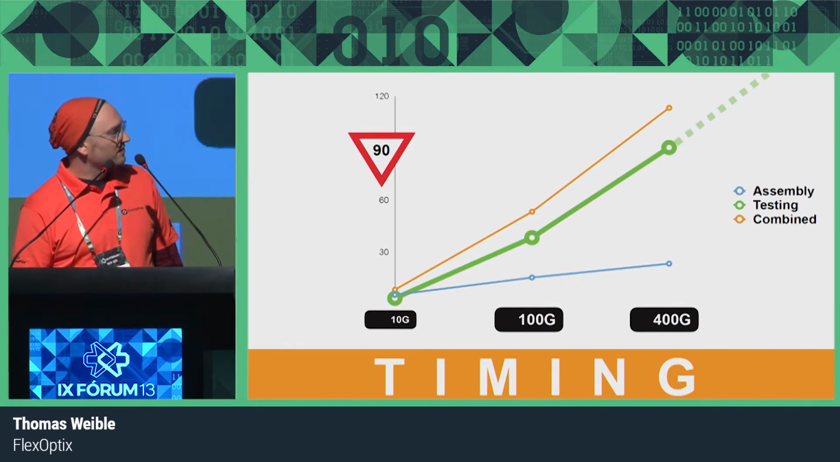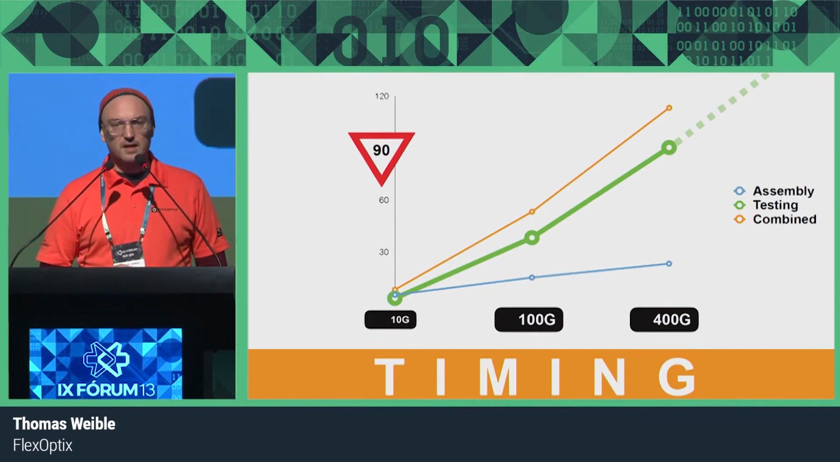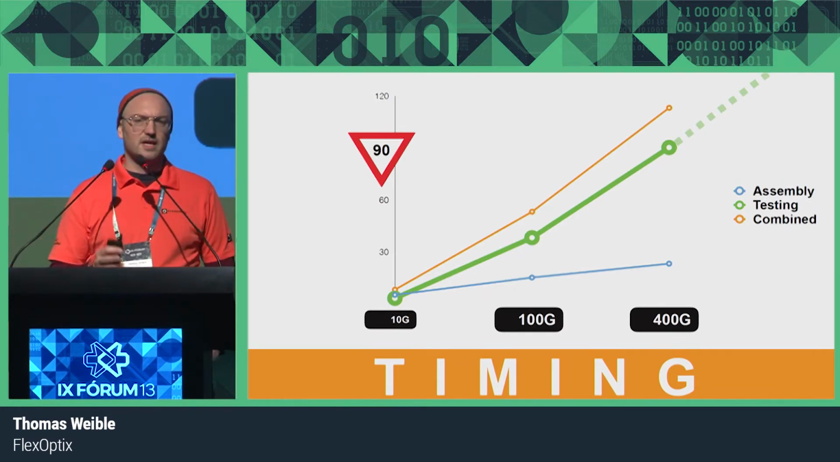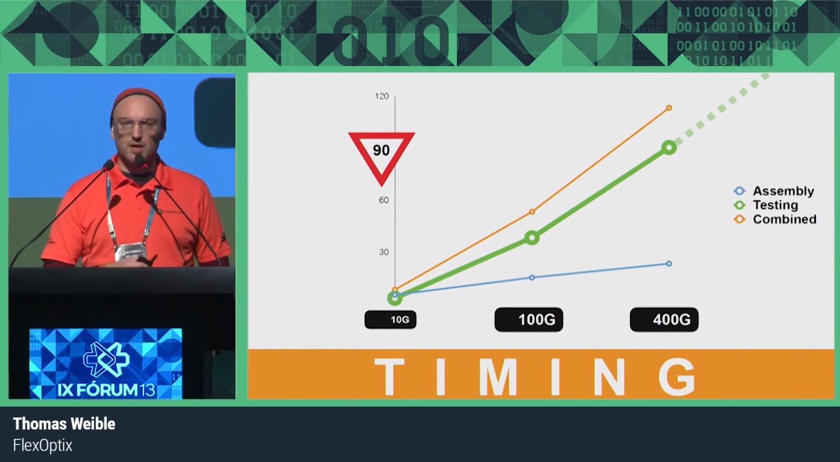We have 3 graphs. The blue one is the assembly time. The green one is the testing time. And the orange one is the combination of both of them. Looking at a 10 gigabit transceiver, we are talking about roughly 8 minutes to do production and also testing. For sure, it's normalized because this is done in batches.